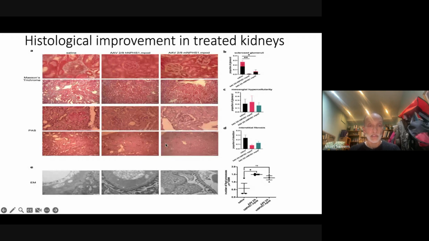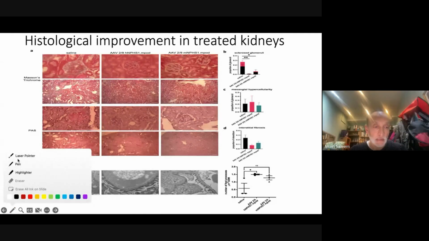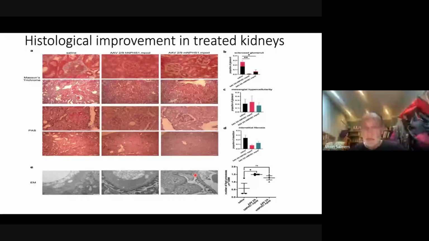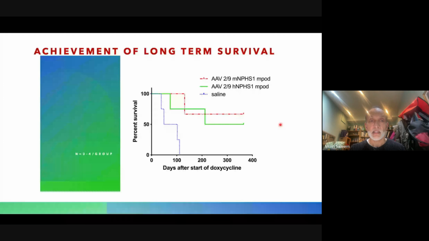And that correlates with nice histological improvement. Again, I won't go through all these in detail, but you can see it visually best down at the bottom here on electron microscopy, where the untreated mice have a destroyed filtration barrier. The treated mice have these nice podocyte foot processes that you can still see compared to this destroyed filtration barrier. And you can quantitatively measure the histological parameters. So you got a nice rescue of histology.